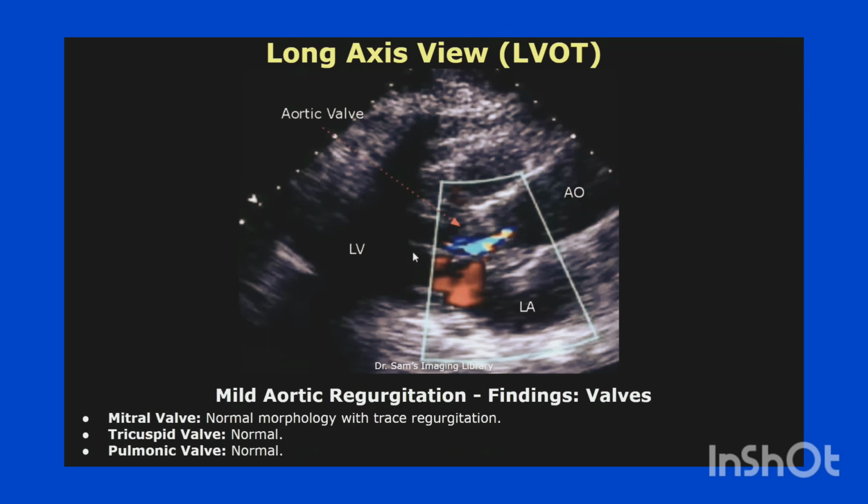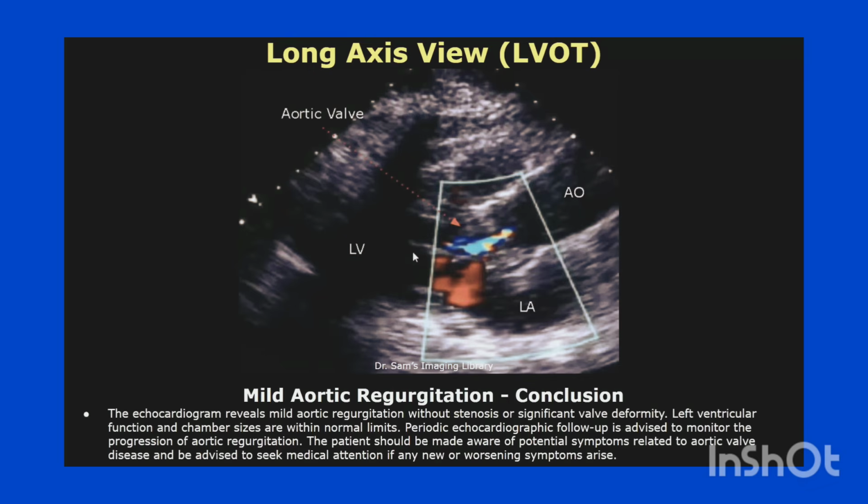In the mitral valve, normal morphology with trace regurgitation is seen. The tricuspid and pulmonic valves are normal. Here is the conclusion. The echocardiogram reveals mild aortic regurgitation without stenosis or significant valve deformity. Left ventricular function and chamber sizes are within normal limits. Periodic echocardiographic follow-up is advised to monitor the progression of aortic regurgitation.